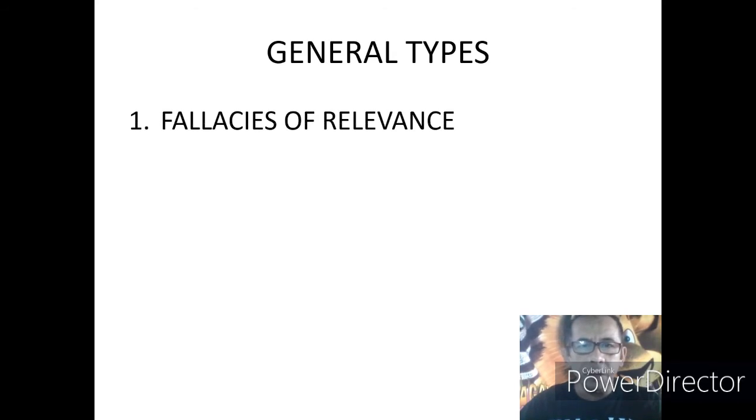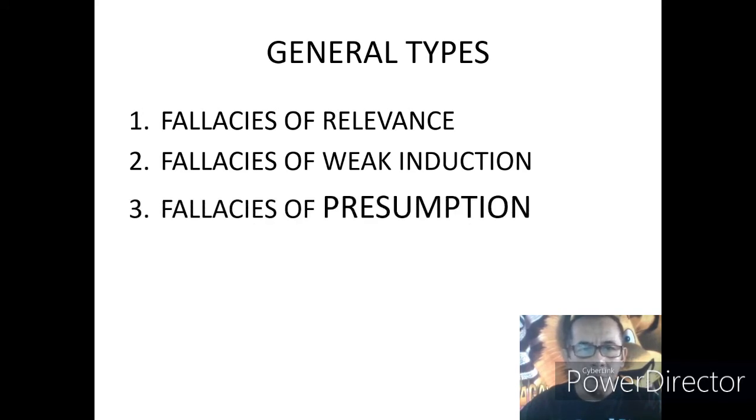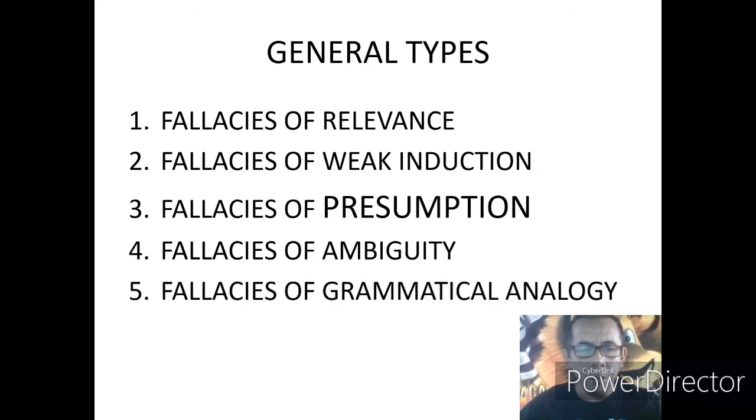We have a general type of fallacy. Number 1 is fallacies of relevance. Number 2, fallacies of weak induction. 3, fallacies of presumption. 4, fallacies of ambiguity. And 5 is the fallacy of grammatical analogy.